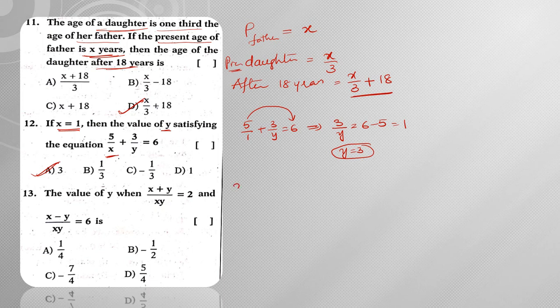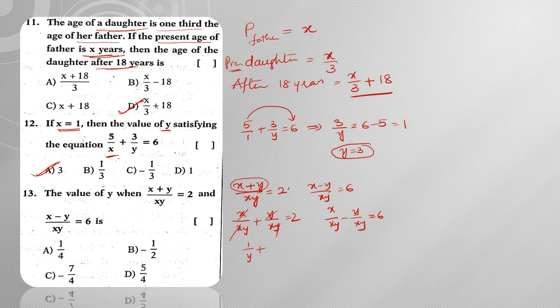Whenever these types of questions are given, x plus y by xy is equal to 2. Next, x minus y by xy is equal to 6. Based on this, in the numerator you can see that it is a sum of two terms. Then you can split it as x by xy plus y by xy is equal to 2, and x by xy minus y by xy is equal to 6. Now x in the numerator and denominator gets cancelled, and here y can be cancelled.